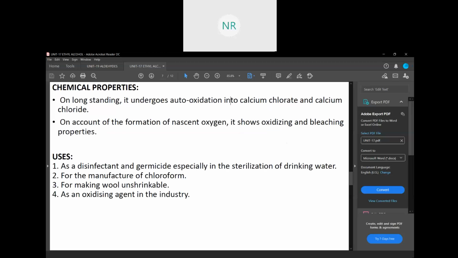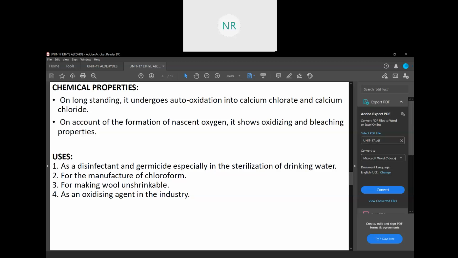So, chemical properties of bleaching powder. On long standing, it undergoes auto oxidation into calcium chlorate and calcium chloride. Auto oxidation means oxidation occurs without the help of external factors. It undergoes auto oxidation when oxygen is present and converts into calcium chlorate and calcium chloride on account of the formation of nascent oxygen. It shows oxidizing and bleaching properties.